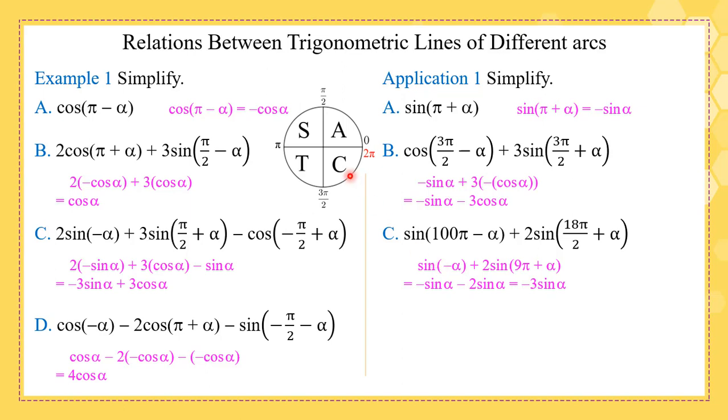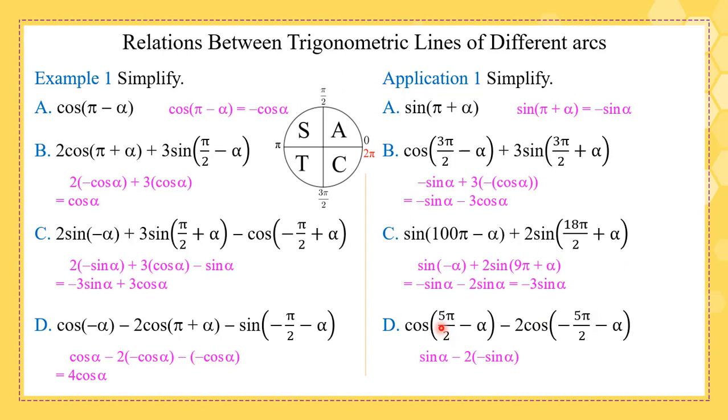Now, minus alpha is in the fourth quadrant. This becomes minus sine alpha. And pi plus alpha is in the third quadrant. This is also negative, and this would be the final answer. Now, the last one. Try also to do it alone.